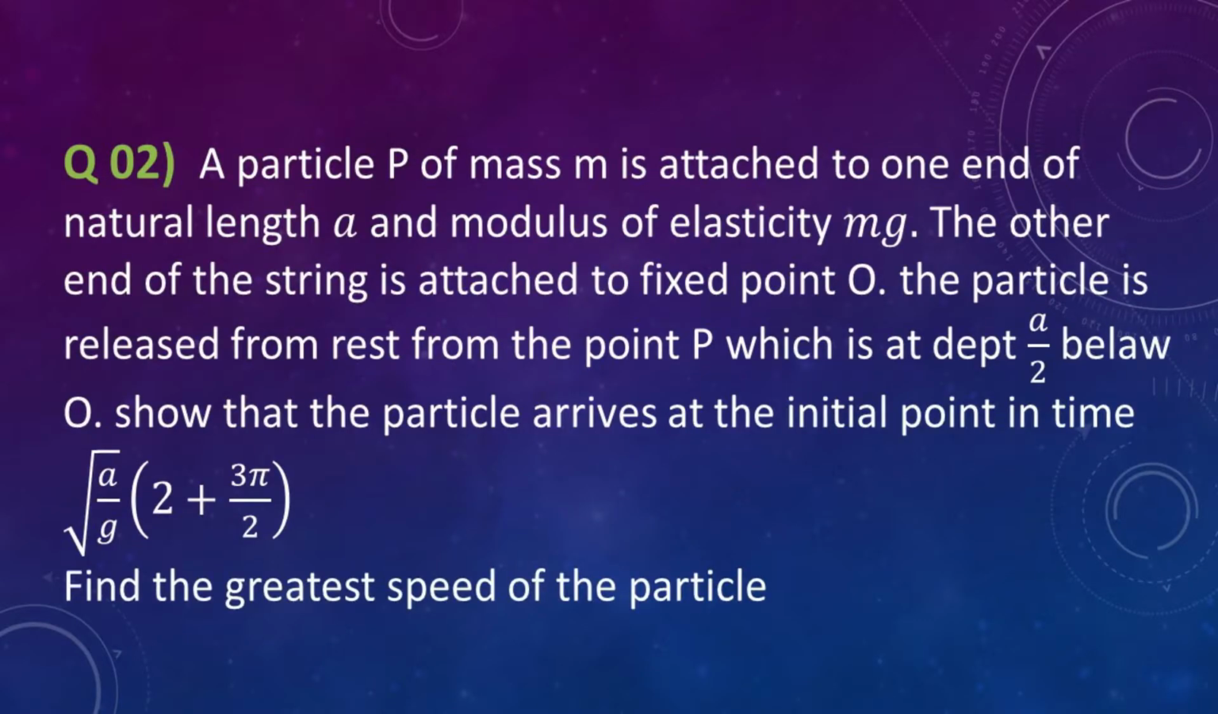Right, so now you can see the sum on the screen. A particle of mass m is attached to one end of an elastic string of natural length a and modulus of elasticity mg. The other end of the string is attached to a fixed point O. The particle is released from rest from the point P, which is at depth a/2 below O. Show that the particle arrives at the initial point in the time square root of a over g times (2 plus 3 pi over 2). Find the greatest speed of the particle.